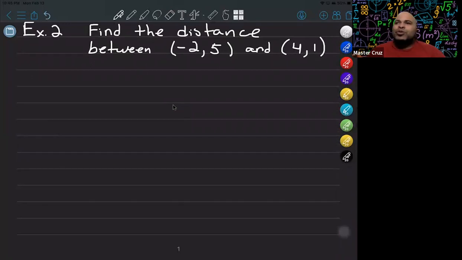Well, let's look at example 2. Example 2 says, find the distance between (-2, 5) and (4, 1). So again, my first step, and always, it will always be to label the points. This is X, Y, this is X, Y. My first point, I'm just gonna call it 1, 1, so X1, Y1. My second point, I'm always gonna call it 2, 2, so X2, Y2, always.